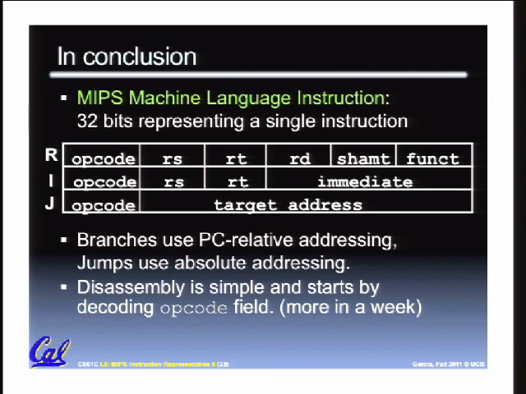The first thing you do if you're trying to go from a 32-bit number to an assembly instruction is you find the opcode, then you find the type of the format of the instruction, then you find all the other fields, and then you get the actual instruction in MIPS form.